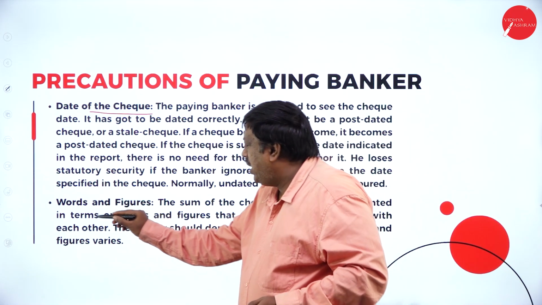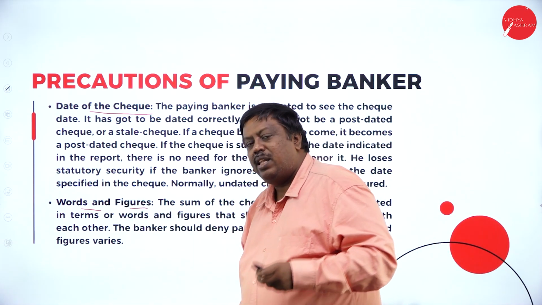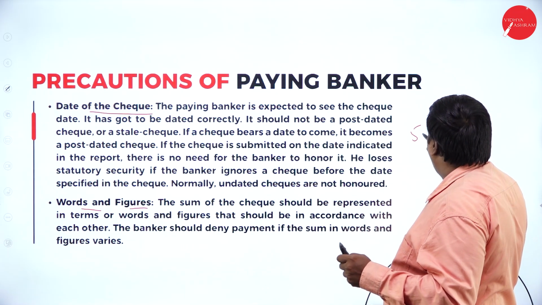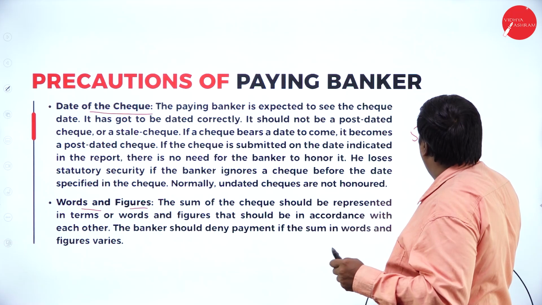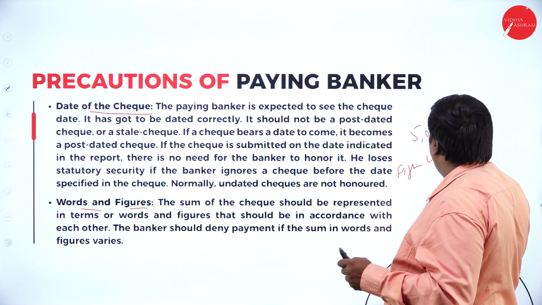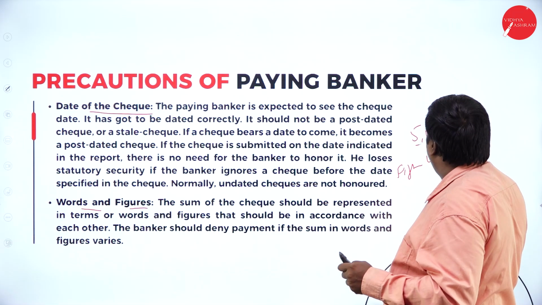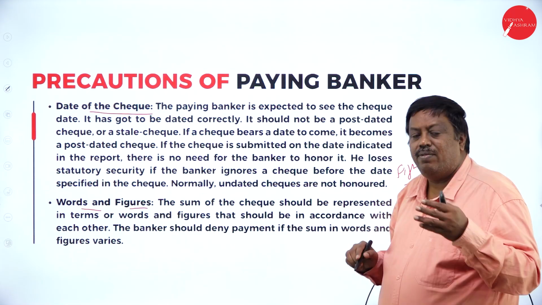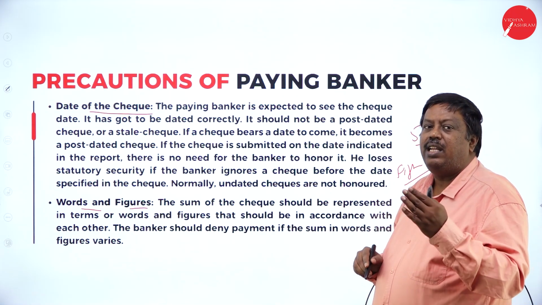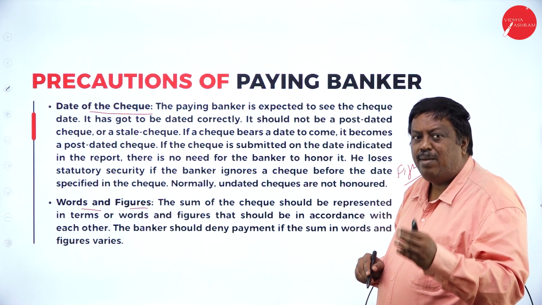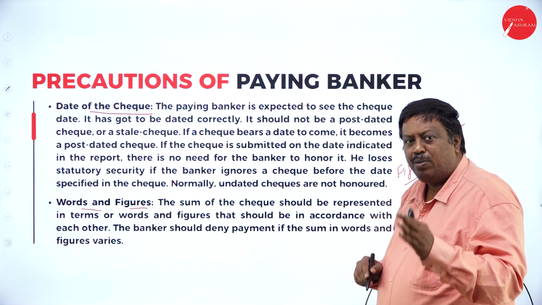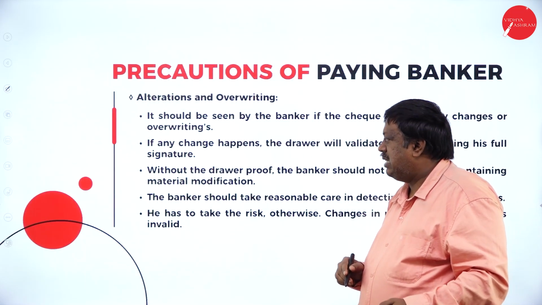And next, check the words and the figures properly, the numbers. Whether the person has written 5 lakhs in words, but while writing the numbers, he writes 50 lakhs. Some banks will not verify the numbers, they verify only the words. So they will make the payment of 50 lakhs instead of 5 lakhs. Then it is a mistake of the paying banker, because he has not verified properly. Then tomorrow he has to face the consequences.